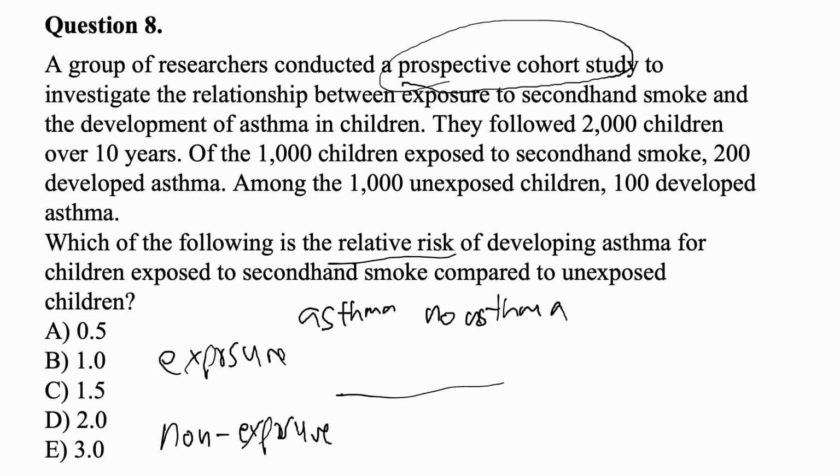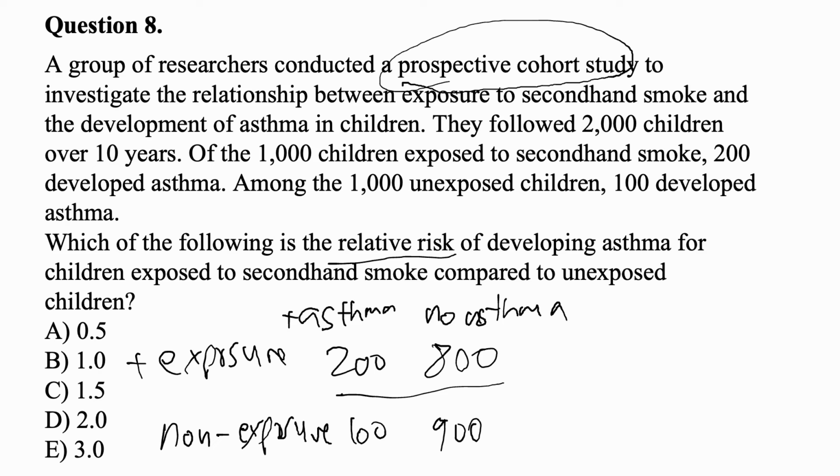So starting off with the top left quadrant, we see that 200 of the 1,000 children exposed to secondhand smoke developed asthma. So that would mean that they had both the exposure and developed asthma. And then that means that there are 800 that had the exposure that did not develop asthma. And then for the non-exposure group, 100 of the children developed asthma, and that means 900 did not.